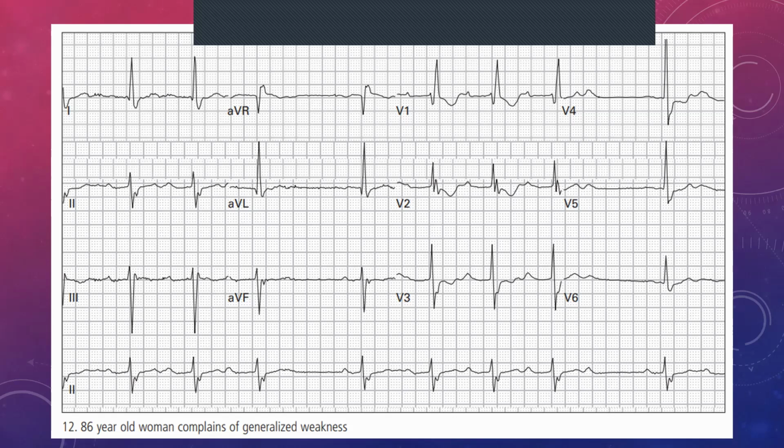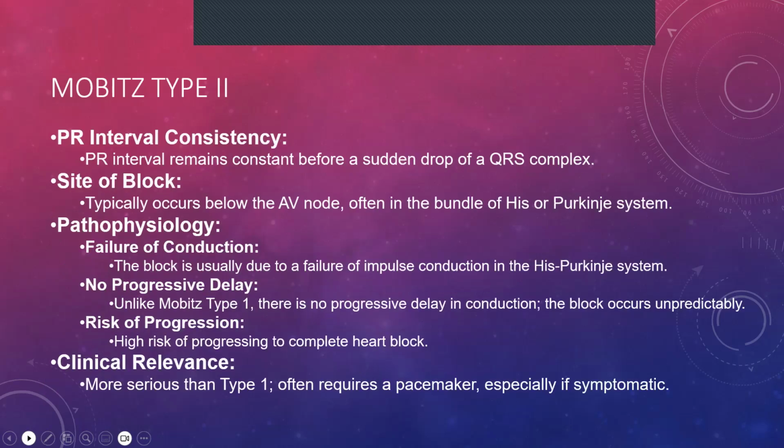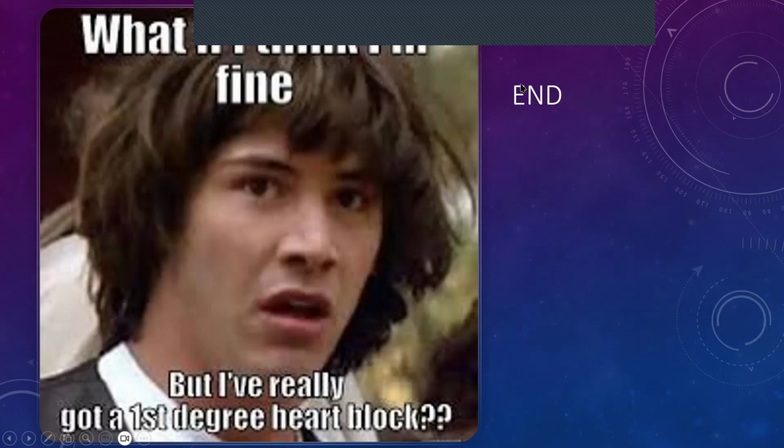And it's the type of patient, because of the age, 86 years old, a very high chance that she will progress rapidly to a Mobitz type 2 and then eventually onto a third-degree heart block or complete heart block. Okay. So that's just a little joke to end off.